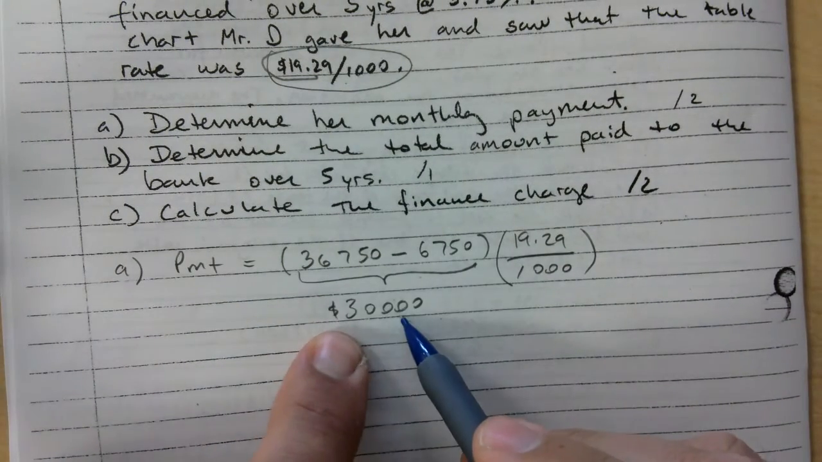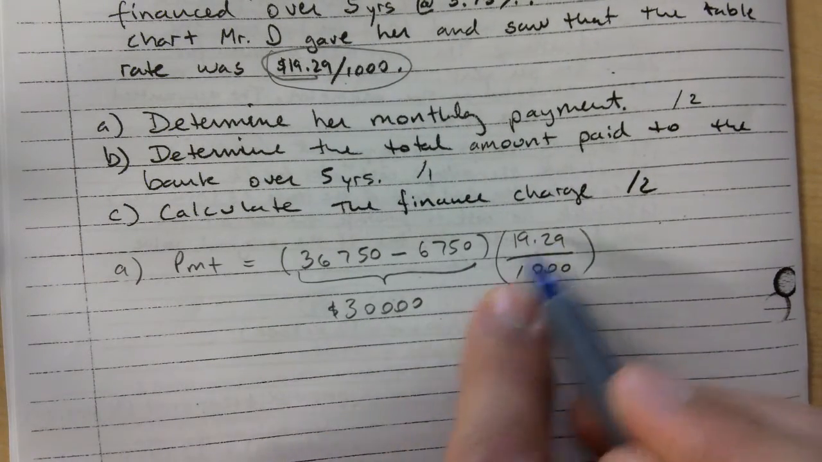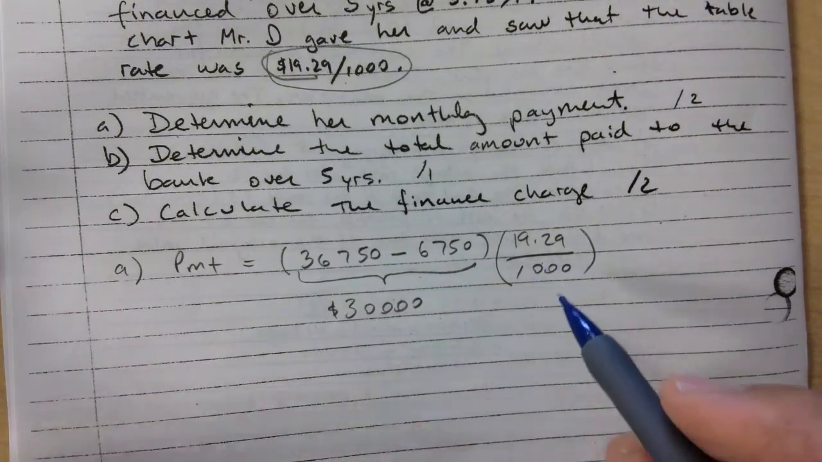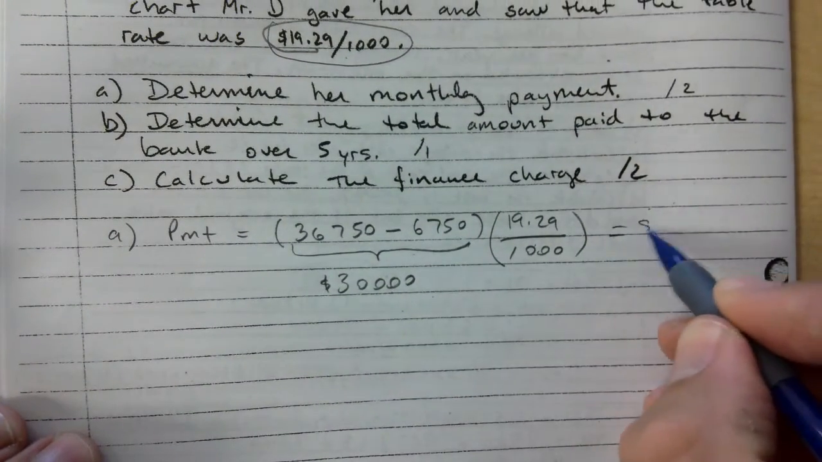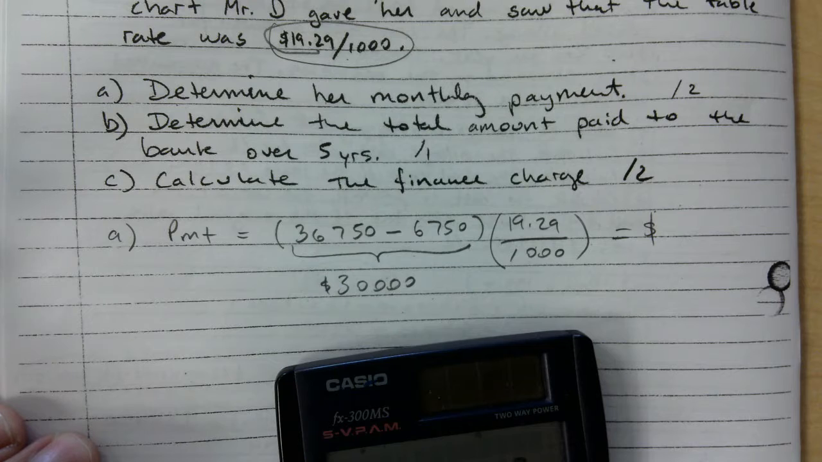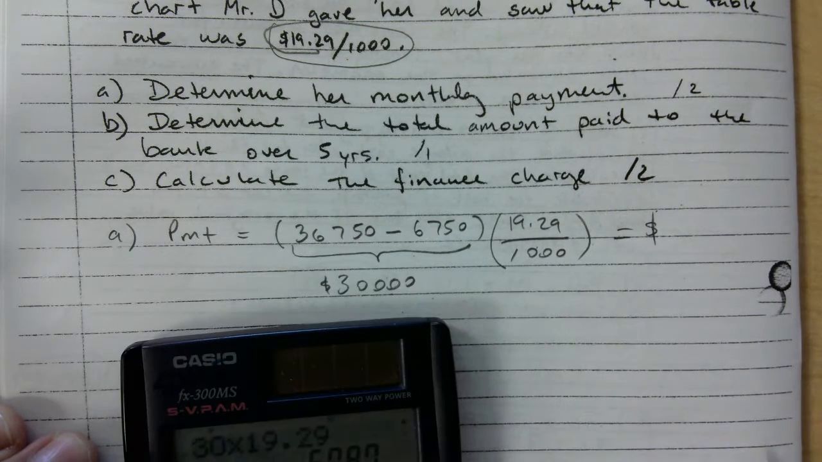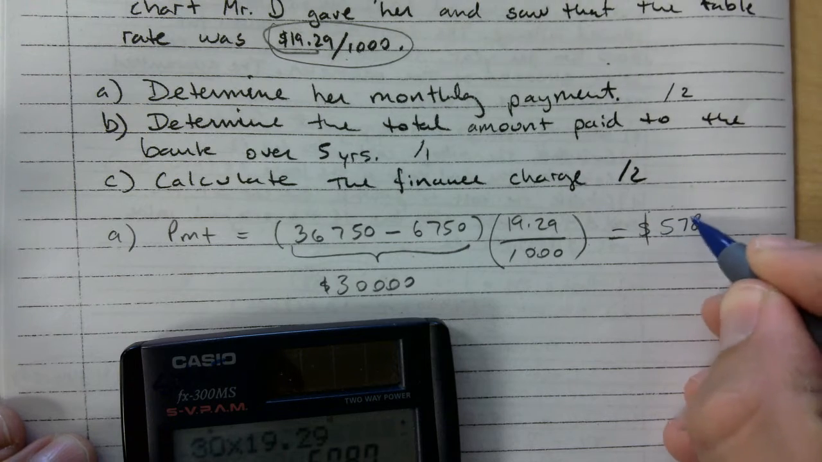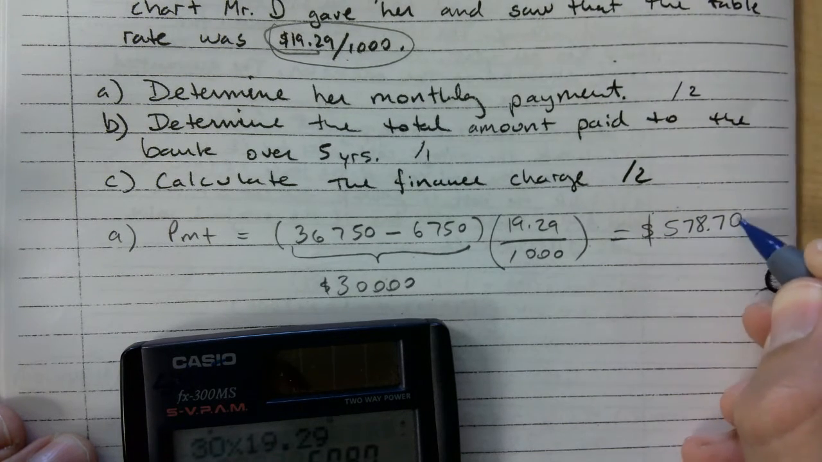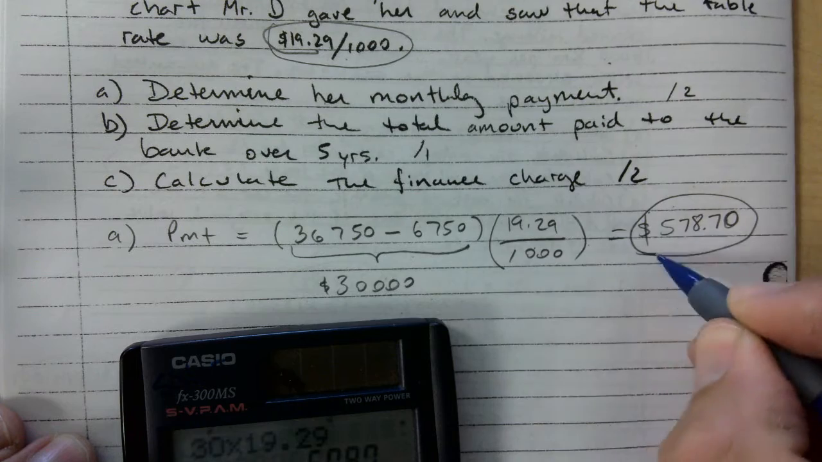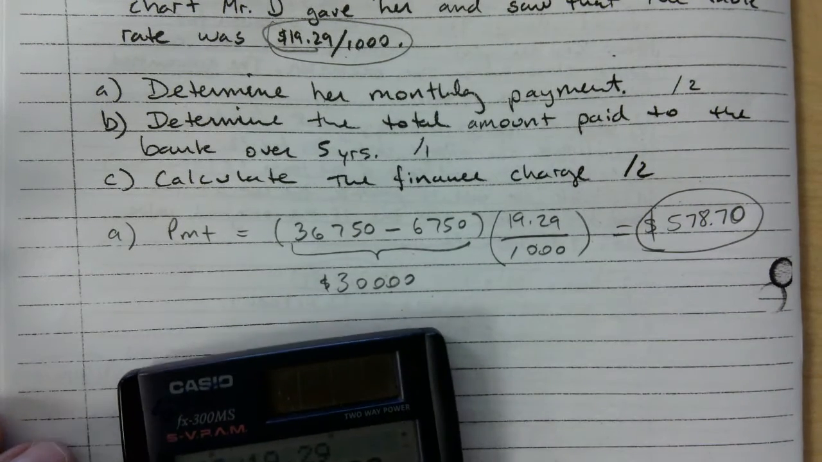So on 30,000, you're going to pay this rate, right? That's what your loan is going to be on. And I'm just going to quickly go ahead and figure that out. And that's 578.70. Okay, make sure you have that zero in this case to get full marks.